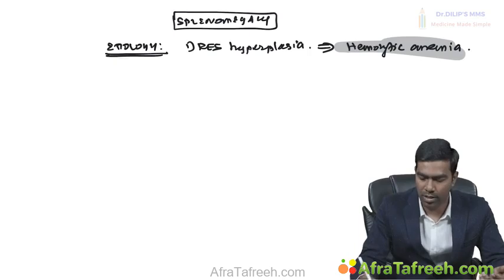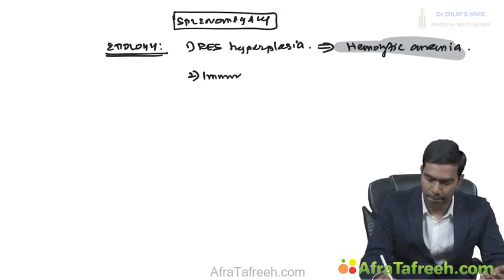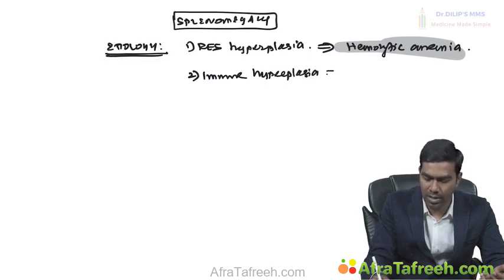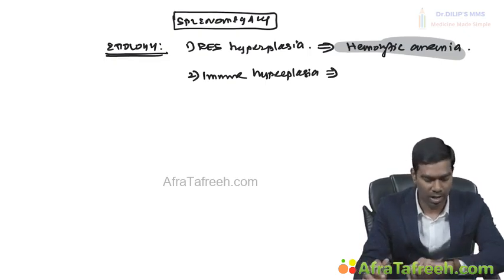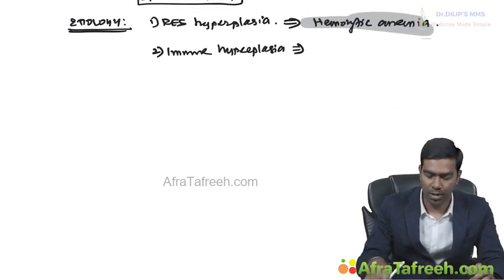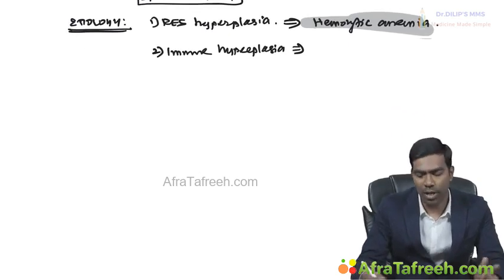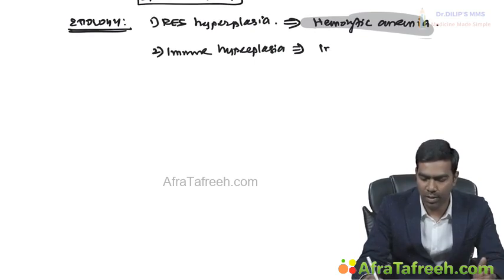Then you can get immune hyperplasia, which means that typically in this condition the white pulp undergoes hyperplasia, so it's a white pulp hyperplasia. That's what you're going to see. So where will you see this immune hyperplasia or white pulp hyperplasia? Typically you will see it in infections.